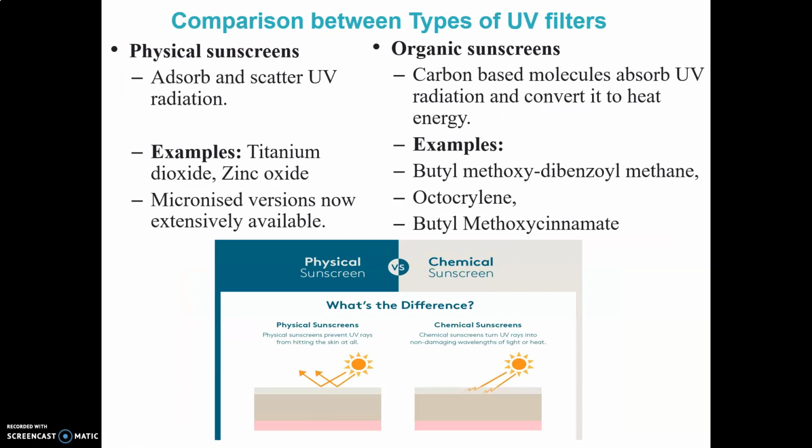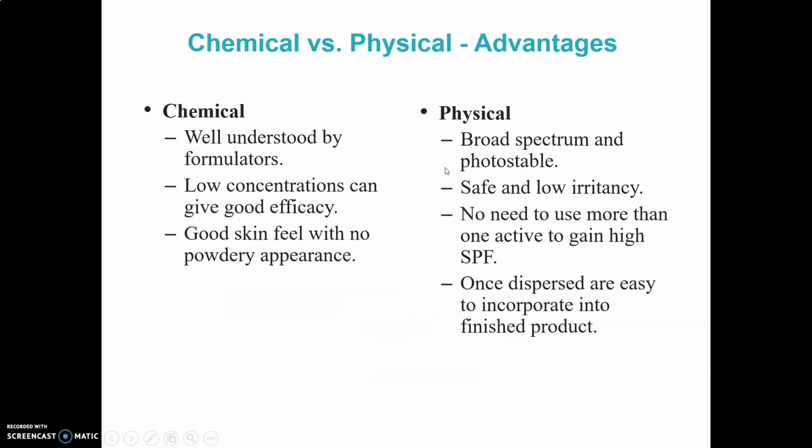So how do the physical and organic ones differ from each other? The physical ones absorb and scatter UV radiation, while the organic ones, which are carbon based molecules, absorb the UV radiation and convert it into heat energy. Examples for physical are titanium dioxide and zinc oxide. For organic, there are many, but PABA derivatives are very widely used.